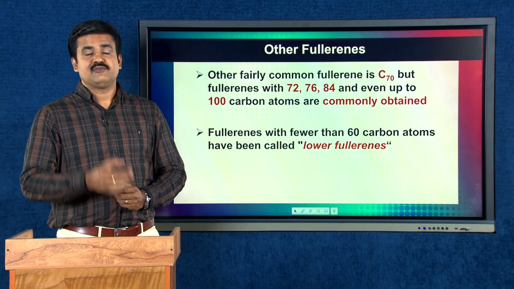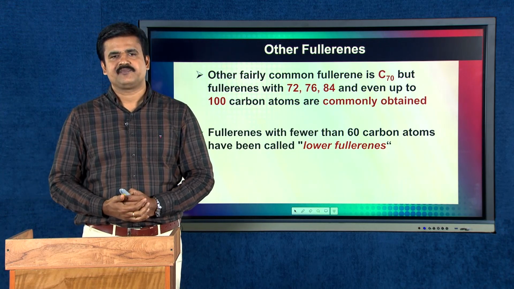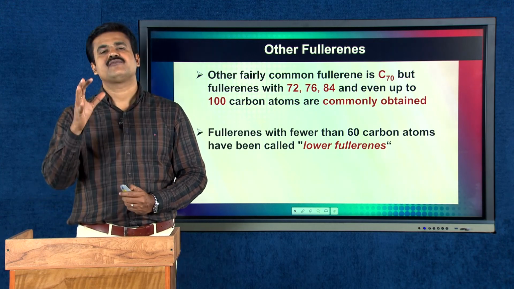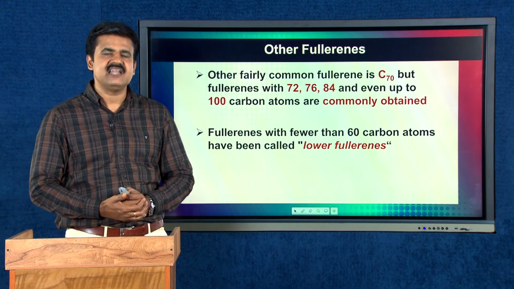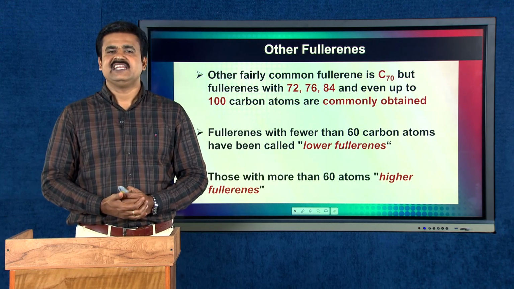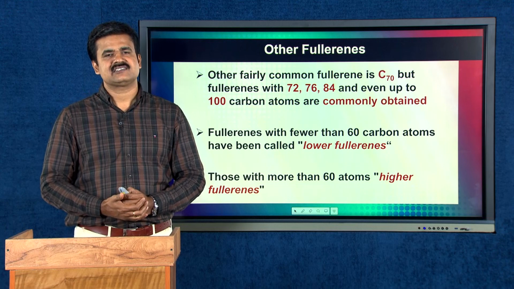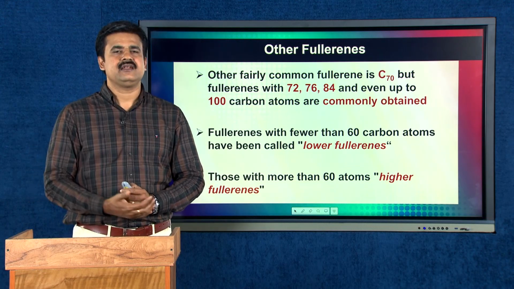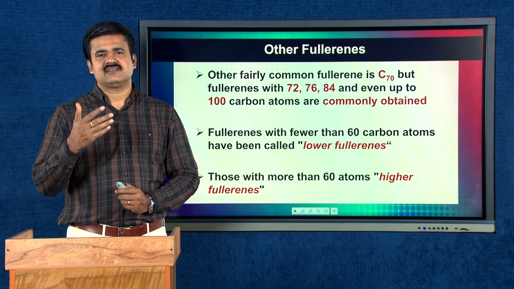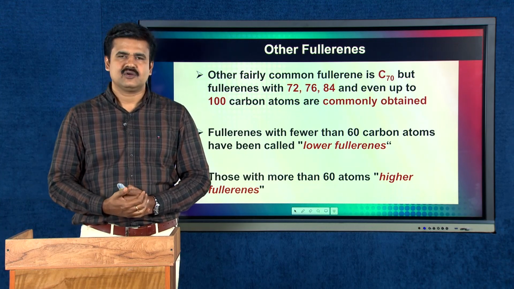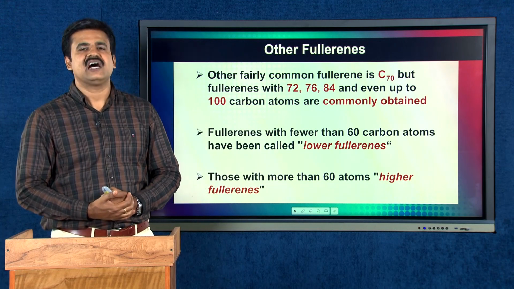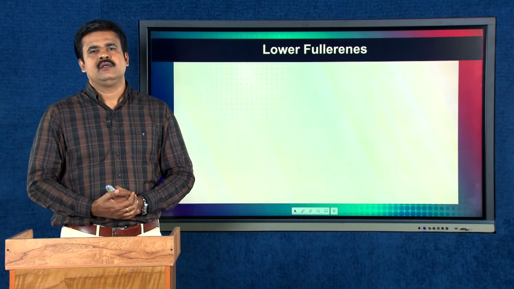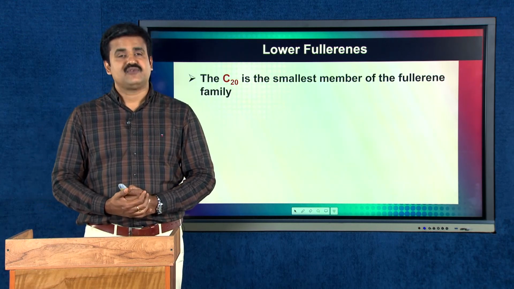Fullerenes with fewer than 60 carbon atoms are called lower fullerenes. In a similar way, there are fullerenes with greater than 60 carbon atoms. The fullerenes that contain more than 60 carbon atoms are called higher fullerenes. Now, what are lower fullerenes?